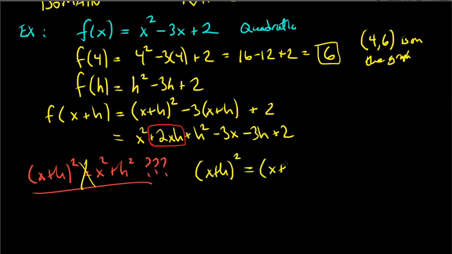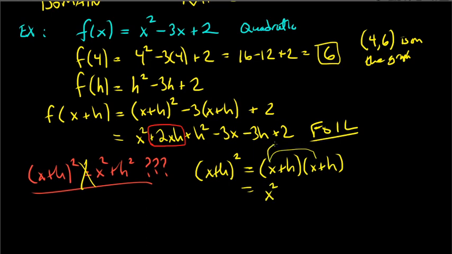I mean x plus h times x plus h. And when you write it this way, right, this should remind you of our favorite 4-letter word here, right? FOIL, right? So FOIL stands for first, outside, inside, last. The first 2 terms is just x times x, which is x squared. The outer terms, you get x times h. And the inner terms, the inside terms, you get h times x, but that's also x times h, right? And then the last 2 terms, h times h, you get h squared. So when you add 1xh plus 1xh, you get 2xh.